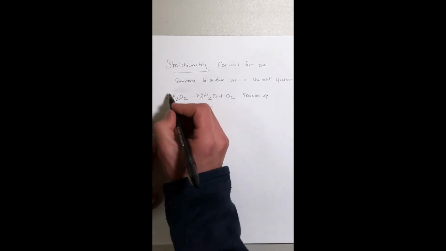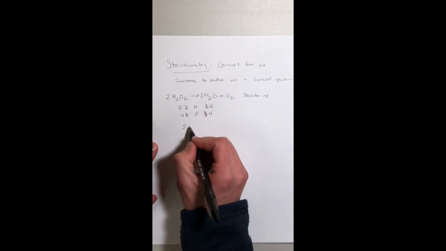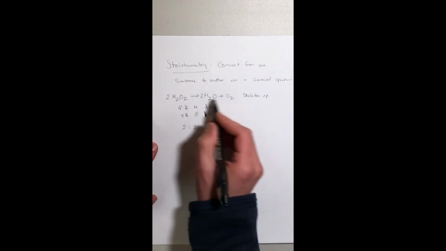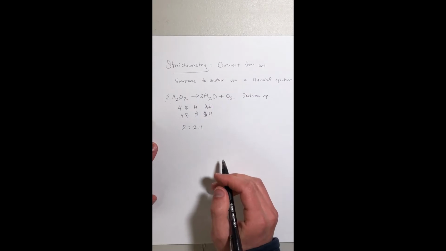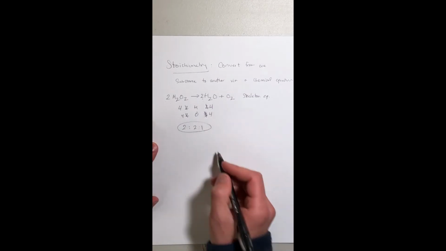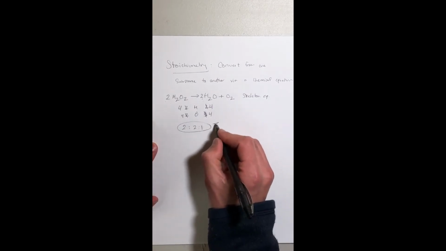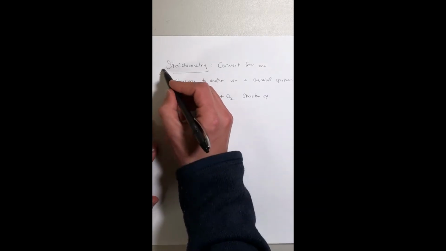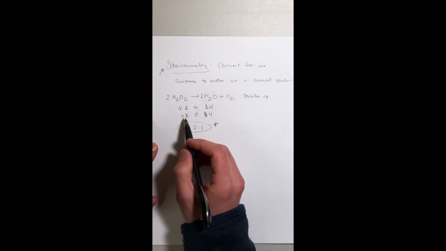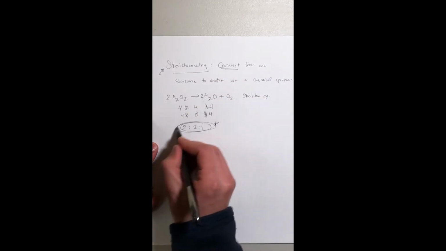So that's important. The mole ratios are a 2 to 2 to 1, right? For the different substances that are in there. And this mole ratio is going to be my ticket to the stoichiometry process, the stoichiometric process. It's going to convert from one substance to another. I need to know that mole ratio.